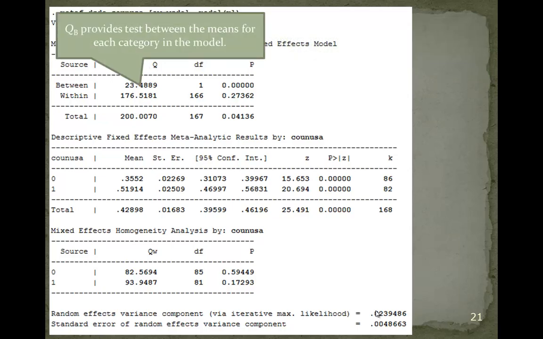The QB statistic provides a test between the means for each category in the model. So if you had 3 categories here, it would be like an omnibus test for differences among those means. In this case, we only have 2 means, so there's only 1 degree of freedom in the contrast, and there's only 2 means that produce here, so that's relatively simple.